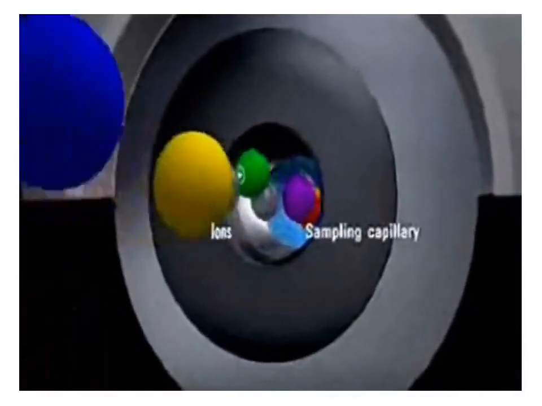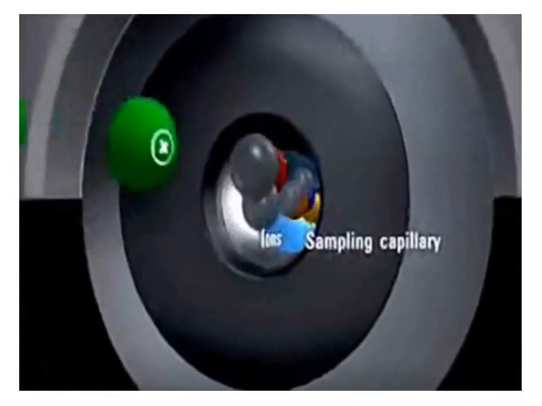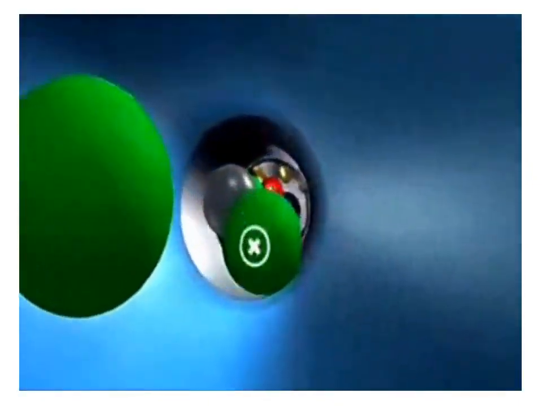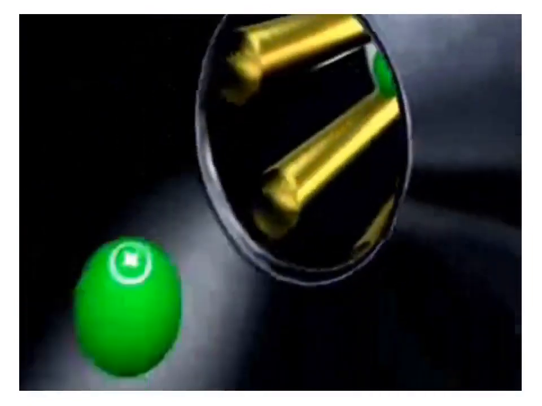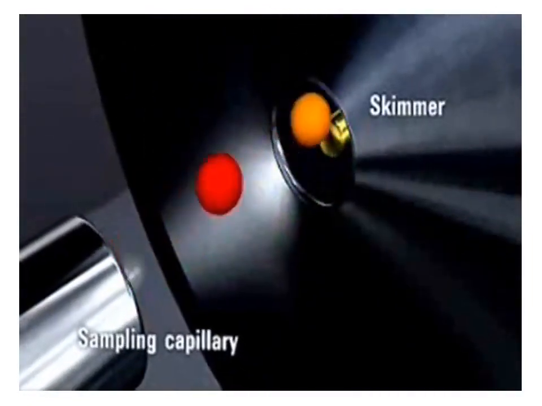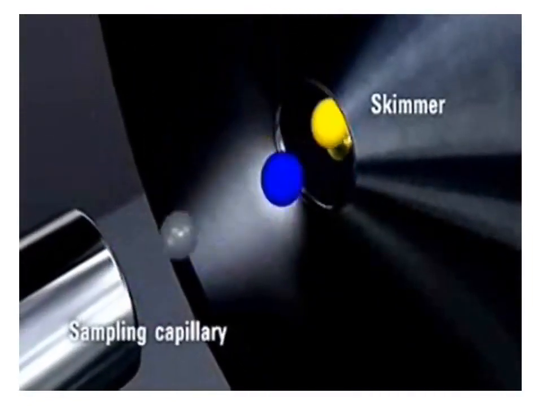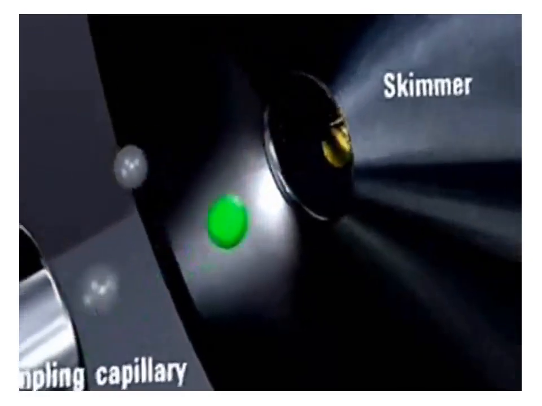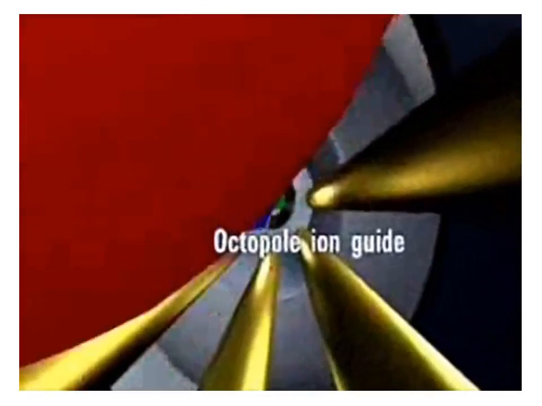This animation shows things in more detail. All of these balls represent ions. The grey ones represent uncharged ions that will get sucked out by the vacuum system. The positively charged ions will continue from the sampling capillary through a series of electrical lenses into the quadrupoles.